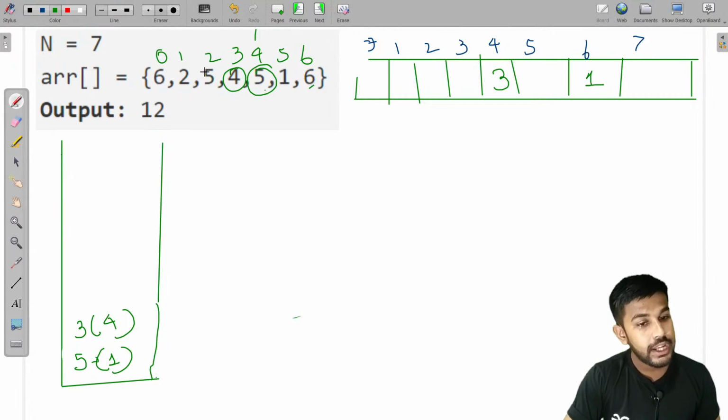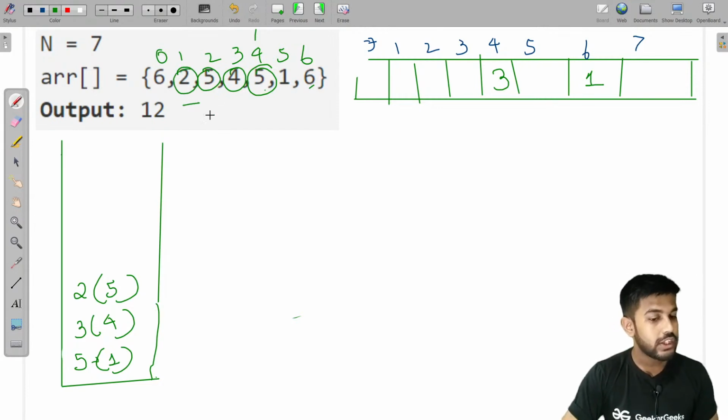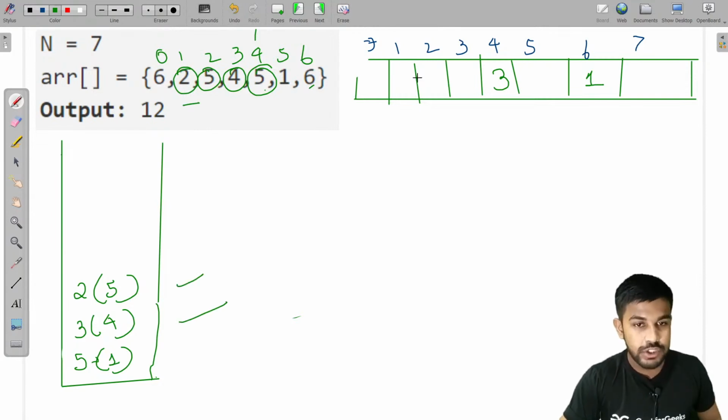Then we came across 5, which is greater than the top element. So we would push this, and the value in brackets, just for the sake of understanding. Then we have 2 here. So 2 is less than 5 and 4. So we would just go to index 2 and we would mark here.